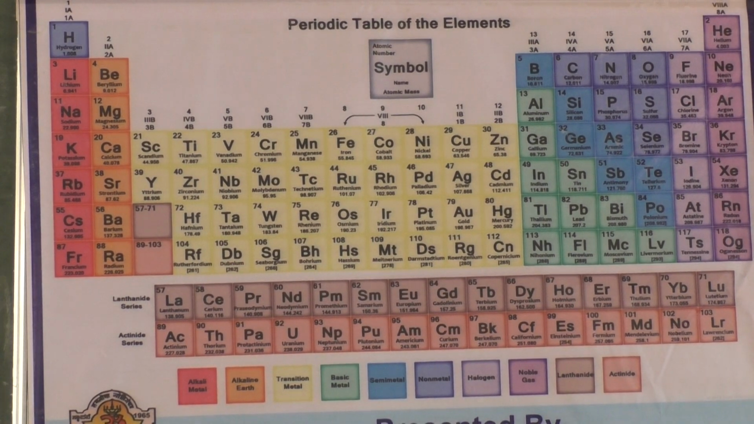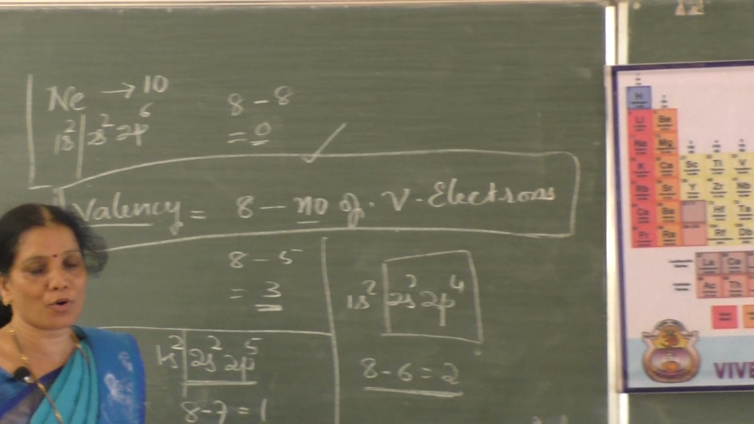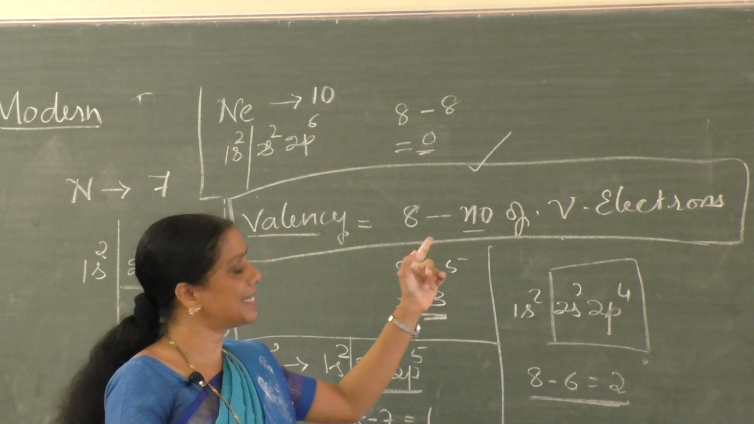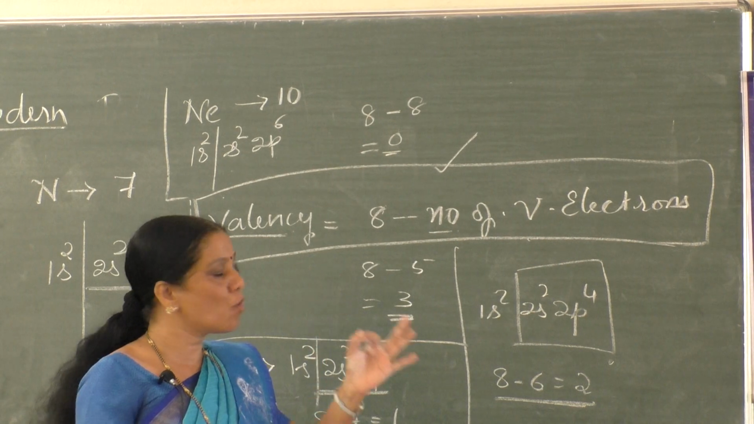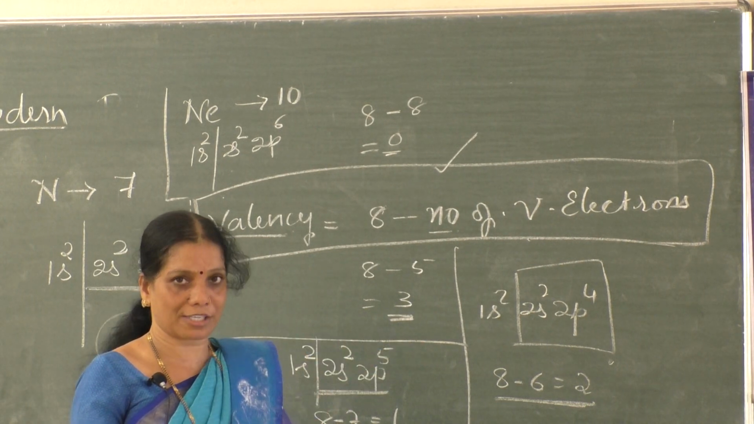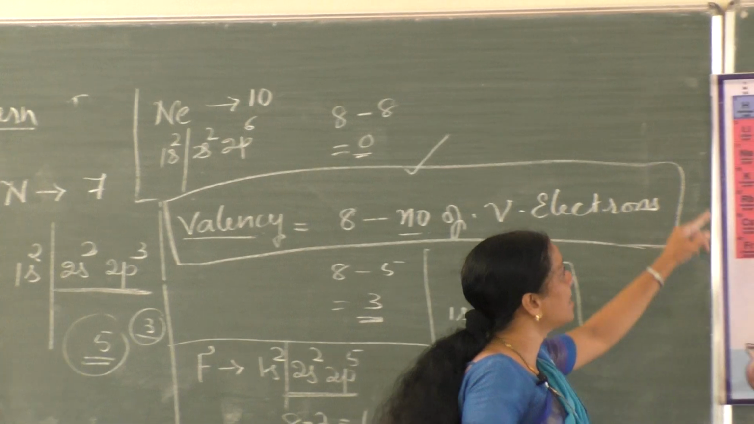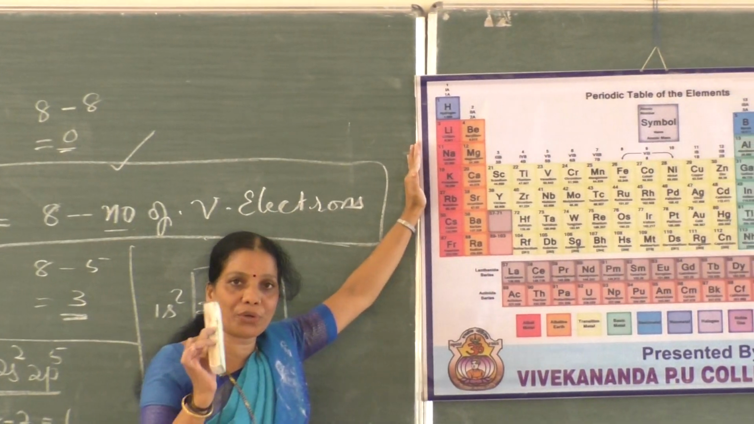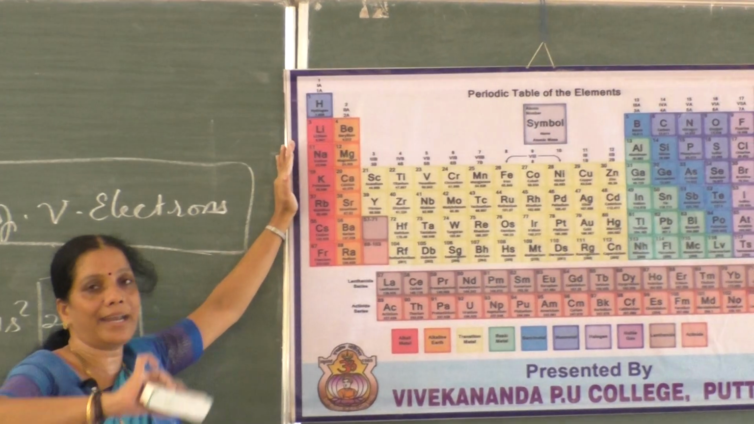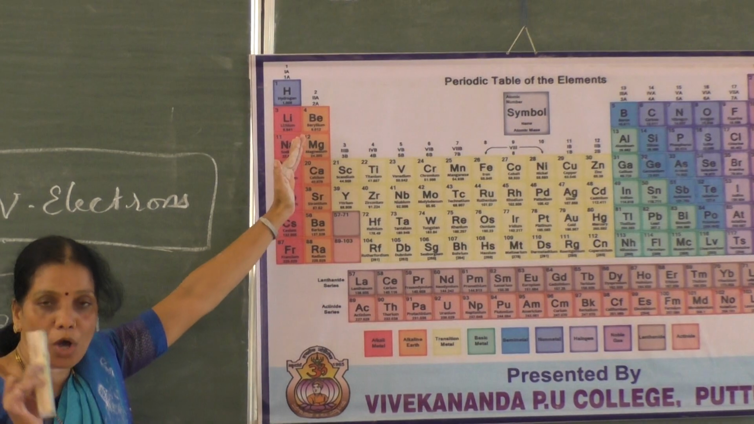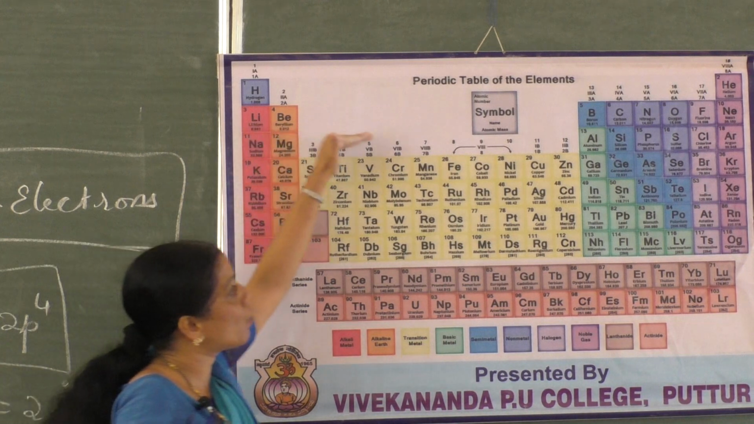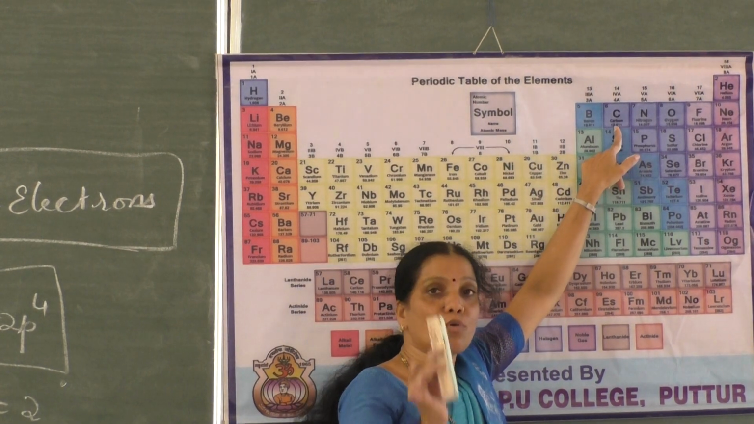Hence, another question in your textbook: how does the valency of the element vary along the period as we move from left to right? We have studied this, isn't it? As we move from left to right along any period, the valency goes on increasing up to 4.